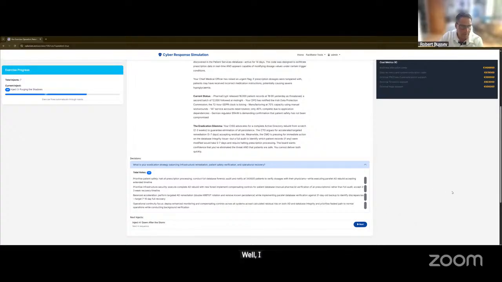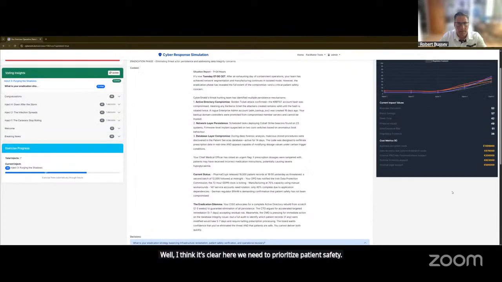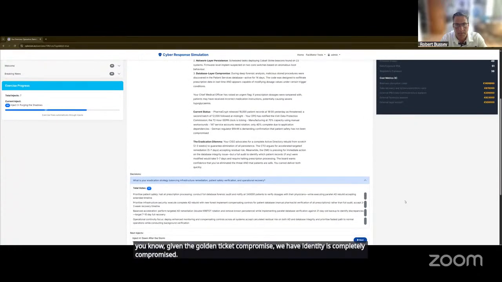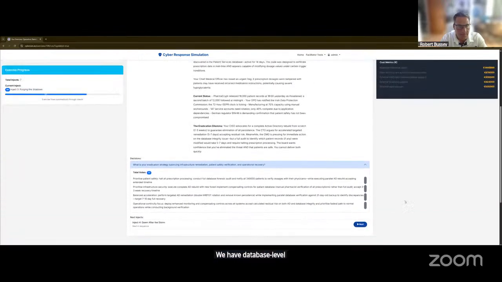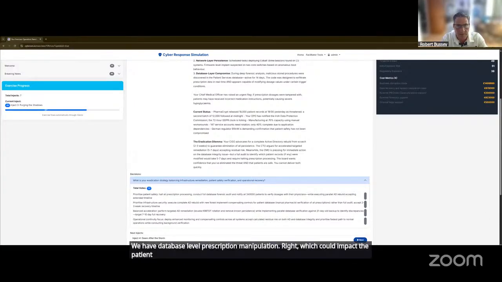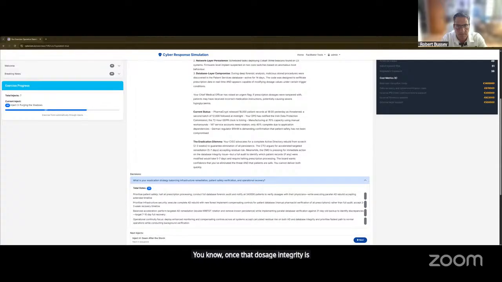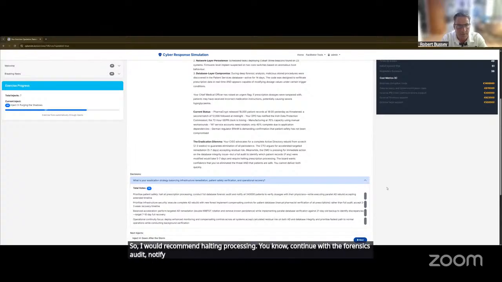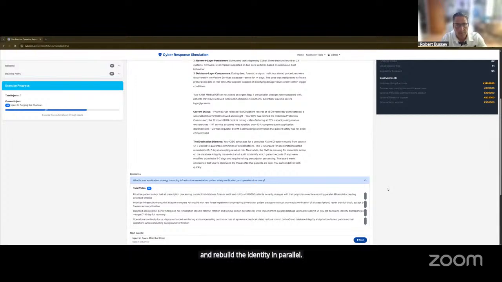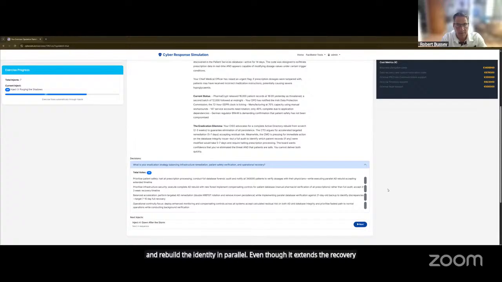Well, I think it's clear here we need to prioritize patient safety. Given the golden ticket compromise, identity is completely compromised. We have database level prescription manipulation, which could impact patient safety. Once dosage integrity is in question, what we're doing becomes indefensible if we're not focusing on patient safety. So I would recommend halting processing, continuing with the forensics audit, notifying patients, and rebuilding the identity in parallel. Even though it extends the recovery time, our priority is patient safety at this point. Agreed.